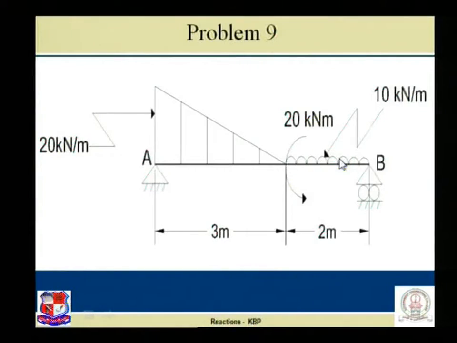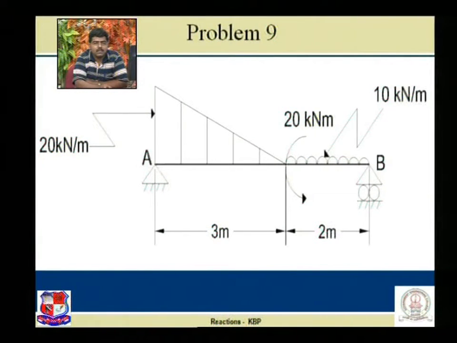Next problem, number 9. The given beam is a simply supported beam having a combination of 3 different loads. First, UVL, second, UDL, and third, a concentrated moment acting at a point. And our intention is to find the reactions at A and reactions at B.